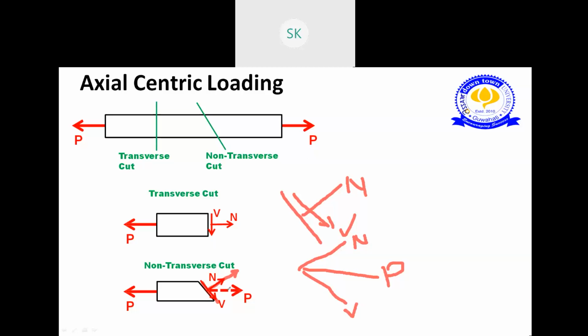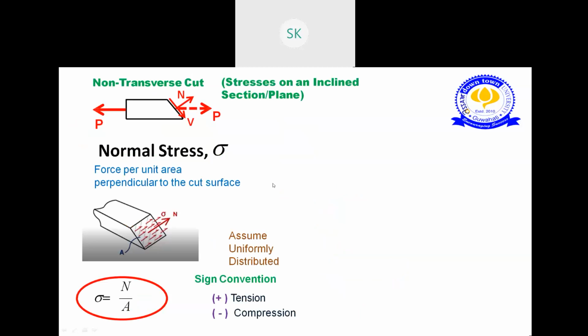For the time being, just understand that in a transverse cut, one force will be perpendicular to the cut surface and one force will be parallel to this surface. Okay, now let's move to a closer view of the non-transverse cut, or stresses on an inclined section, or an inclined plane. This is an inclined shape, right? So you can say non-transverse cut, or inclined plane.